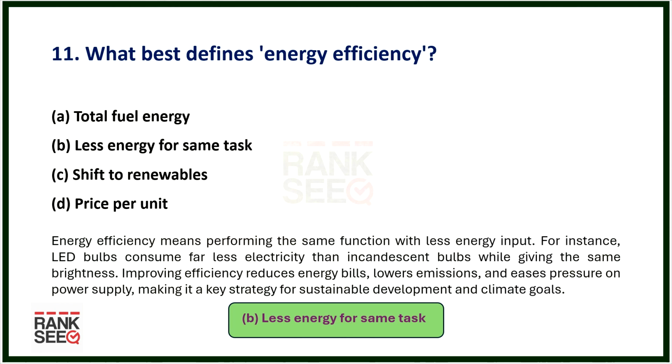Explanation. Energy efficiency means performing the same function with less energy input. For instance, LED bulbs consume far less electricity than incandescent bulbs while giving the same brightness. Improving efficiency reduces energy bills, lowers emissions, and eases pressure on power supply, making it a key strategy for sustainable development and climate goals. 12.